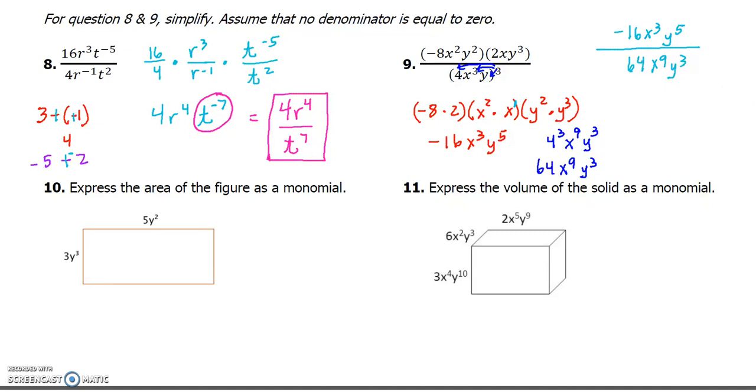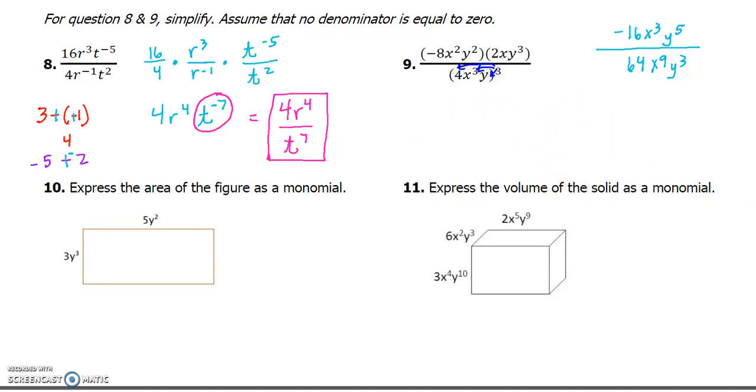So again, we can rewrite that. I'll pull it apart like I did on number 8, but I need a little bit of room. Okay, so if we rewrite it, I'm going to have the coefficients together. I will have my bases of x together. And I will have my bases of y together. And now, negative 16 divided by 64, that's going to end up with a negative 1/4. X to the third over x to the 9. If we subtract 3 minus 9 will give me x to the negative 6. And then y to the 5th over y to the 3rd, that will be 5 minus 3, which will give me y to the 2nd.